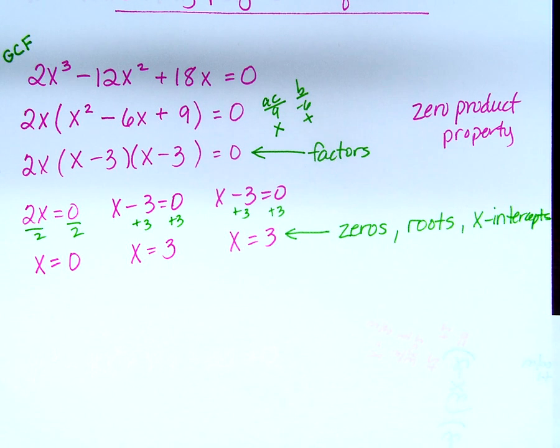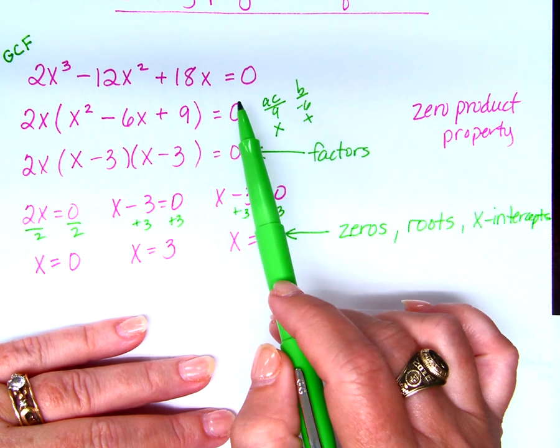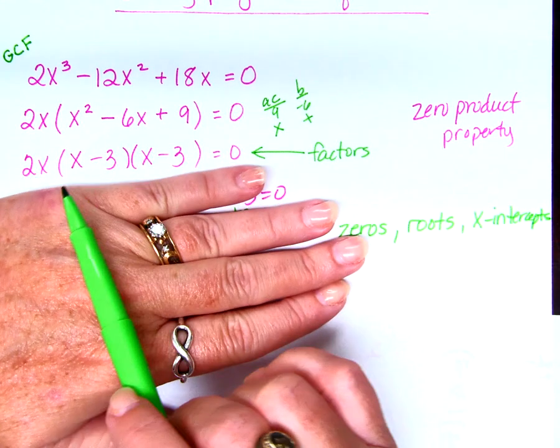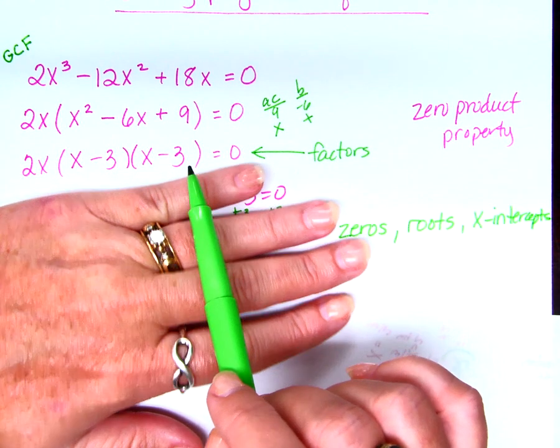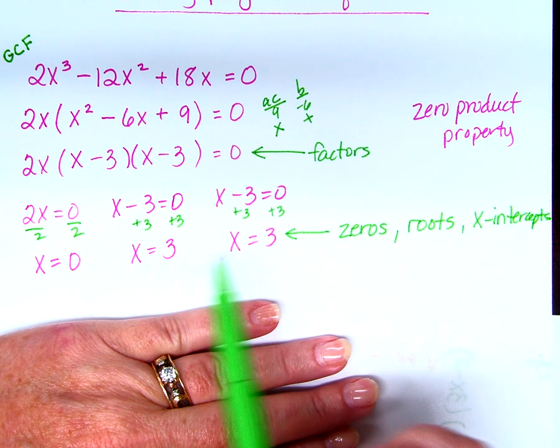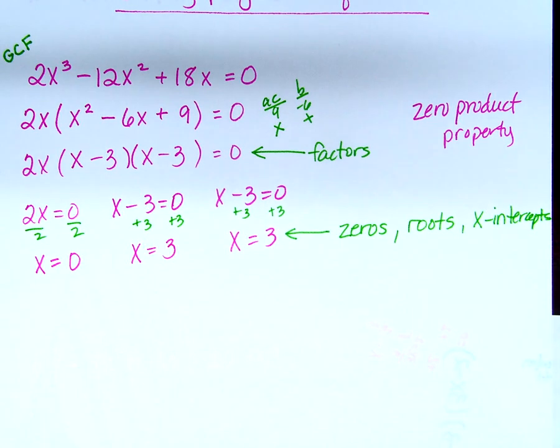So be careful what they're asking you for. Because if it says, here's this equation, I want the factors, you stop right here, don't you? Because those are the factors, right? But these are the zeros or roots or x-intercepts. Any questions? Or I could just say solve. And if it says solve, it wants x equals. Does that make sense? Okay.